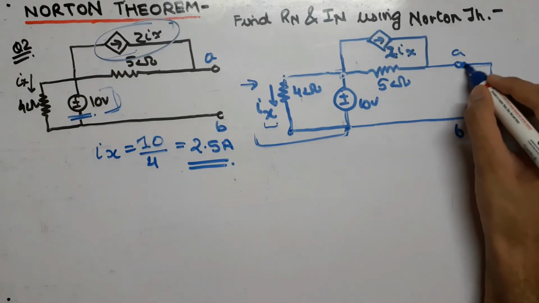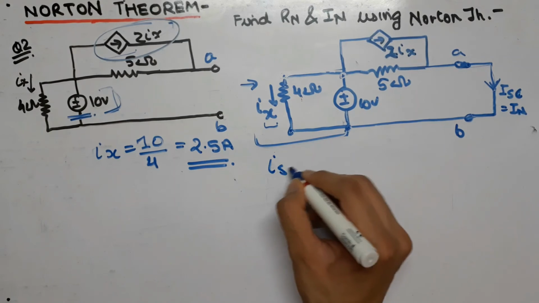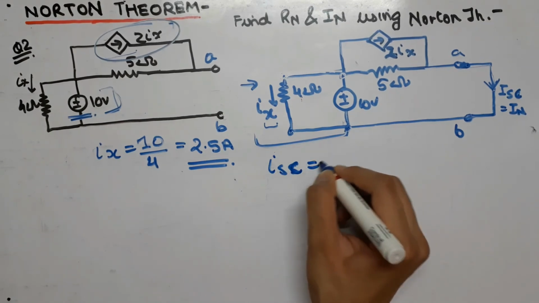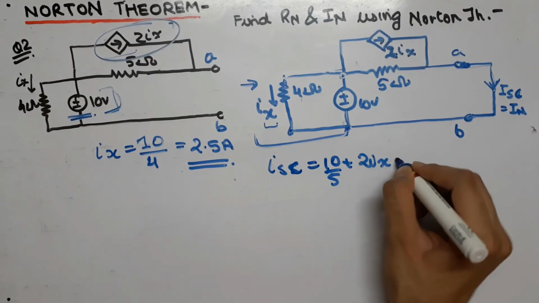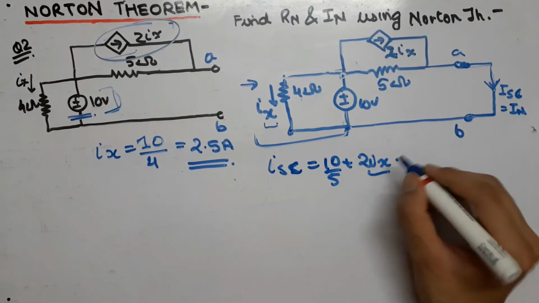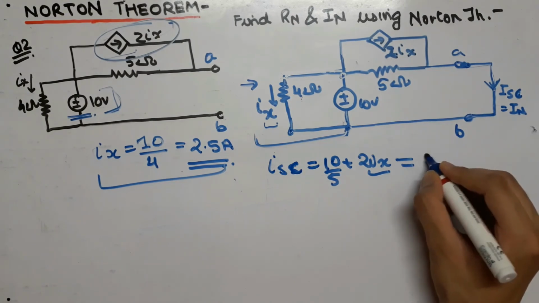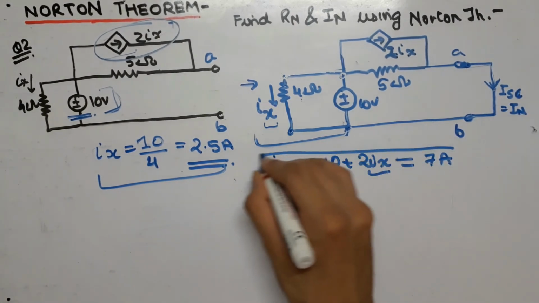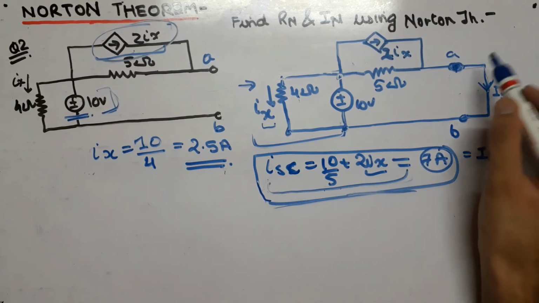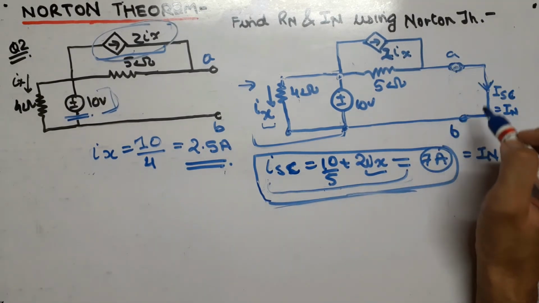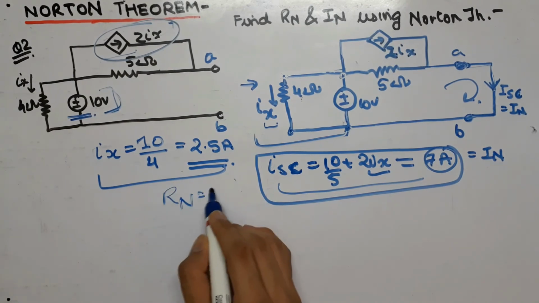Now at node A, we will apply KCL. That will give us ISC, that is ISC is equal to 10 by 5 plus 2Ix. Now we will put the value of Ix that we found out from here and get the value of ISC to be 7 ampere. We have found out the value of ISC by applying KCL at node A, and Rn we found out in the previous step, that came out to be 5 ohm.